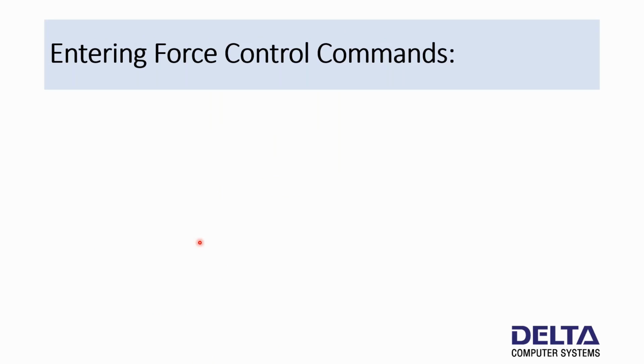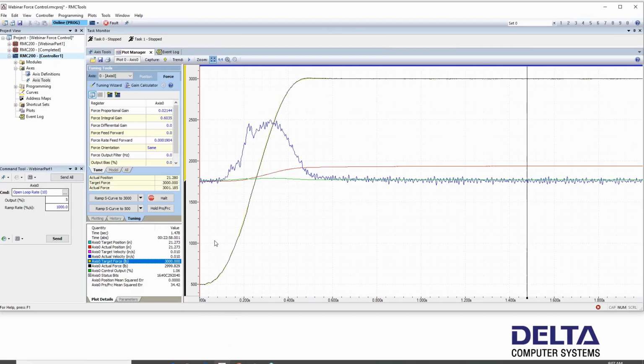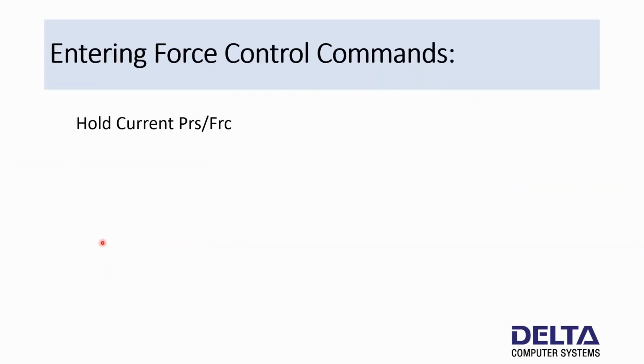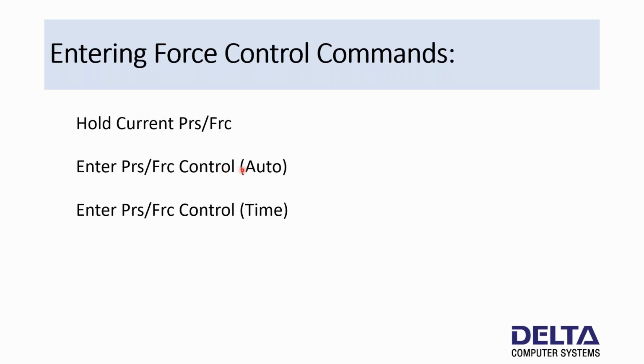I want to talk about entering force control. You saw in the tuning that we simply use the hold pressure force button. There's a few commands that we can use. The hold current pressure force command, which is the one that we just used in the tuning tool, but you can send that yourself separately. And then there's an enter pressure force control auto command, and the same with time and same with rate.